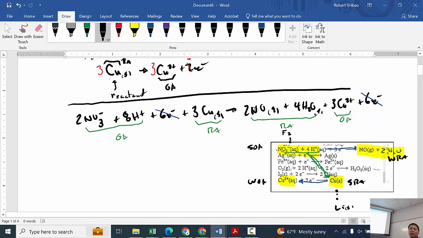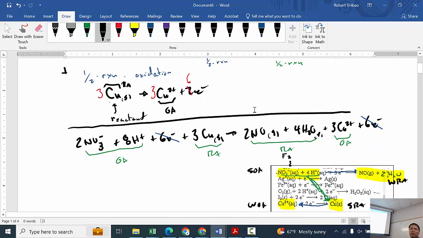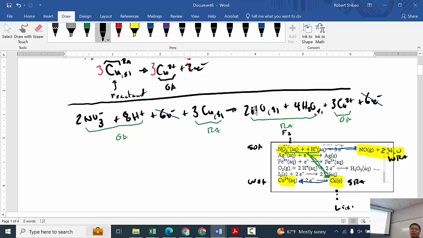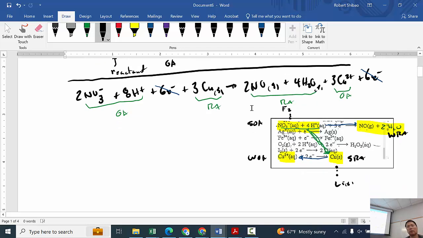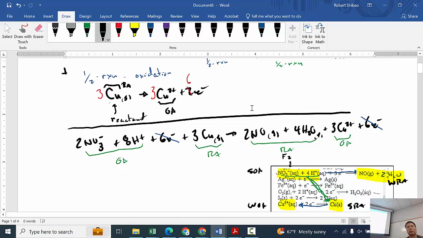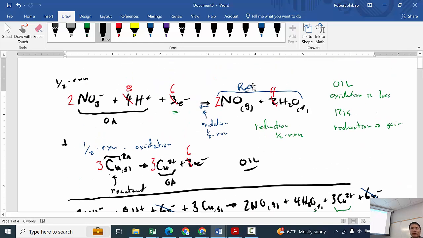Okay, so you're saying that the copper solid turning into the copper 2 ion, with those 2 electrons, means that it's oxidized. The other half of the reaction was the oxidizing agent. This is the oil part of the reaction. This is the rig part of the reaction. We need oil and rig for a reaction to occur.